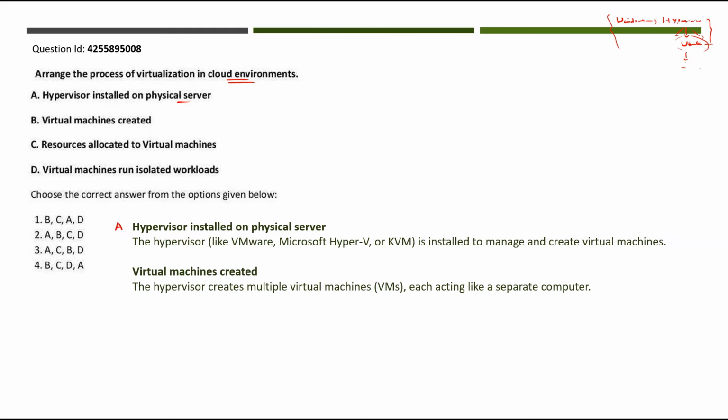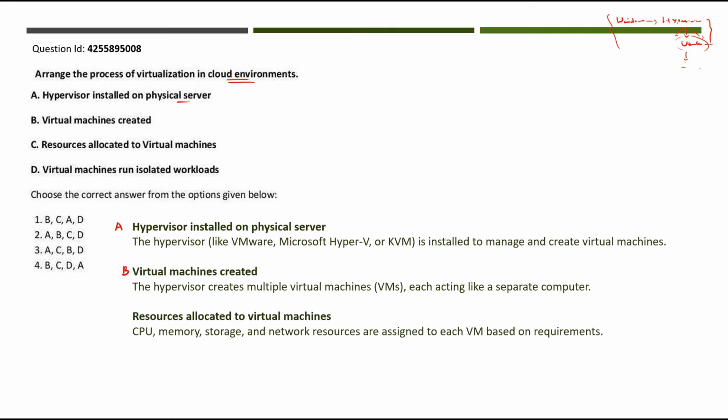After that, the virtual machines are created. This is step B. The hypervisor creates multiple virtual machines, each acting like a separate computer. After the virtual machines are created, resources are allocated to virtual machines. When you create, you will be specifying all the resources. Internally, all these things will be assigned to each virtual machine. So this is step C. CPU, memory, storage, network resources are assigned to each virtual machine based on the requirements.